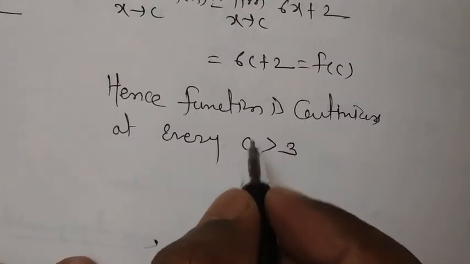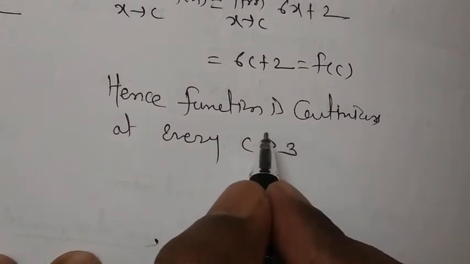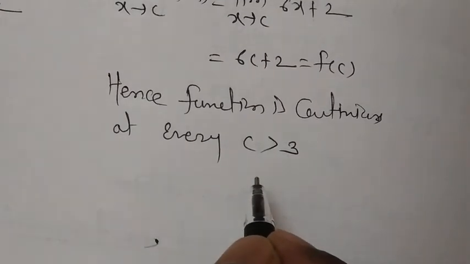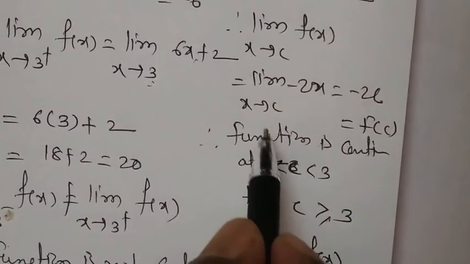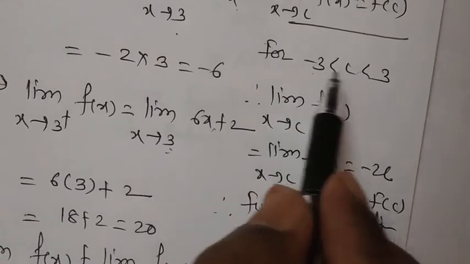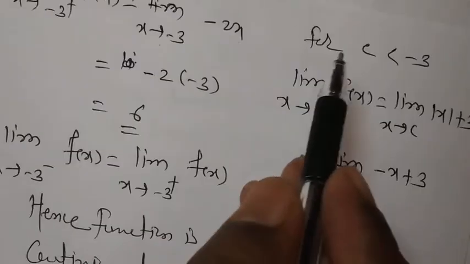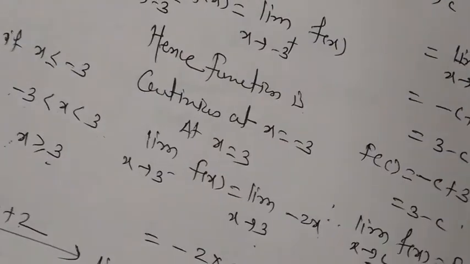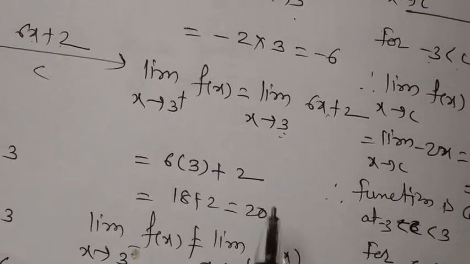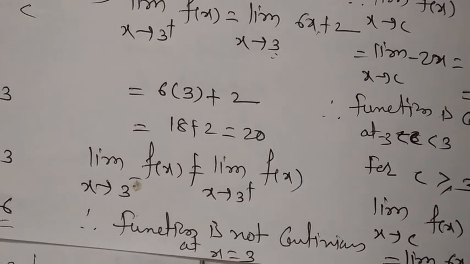So we now know that the function is continuous on three conditions: c greater than 3, c less than 3 and greater than minus 3, and c less than minus 3. Everywhere the function is continuous, but it is discontinuous only for what? x equals plus 3. The function is discontinuous at x equals 3.